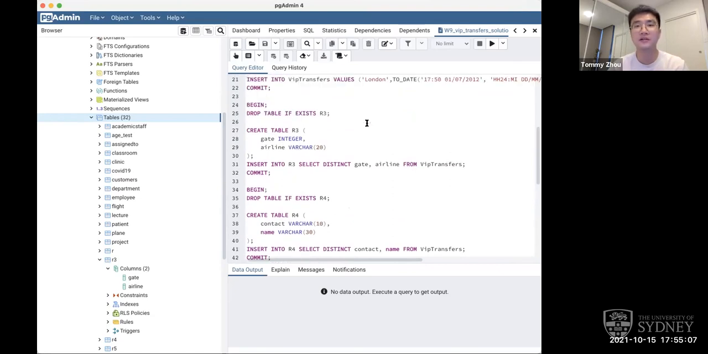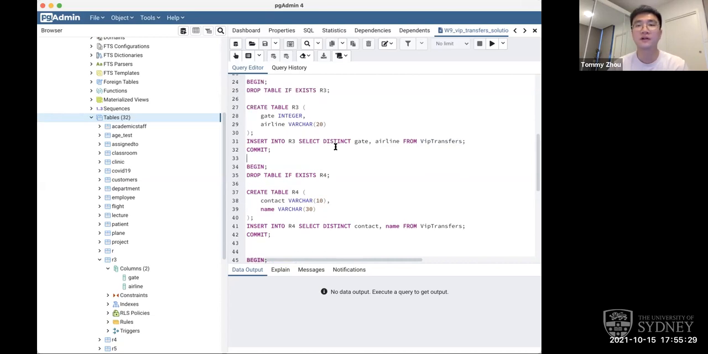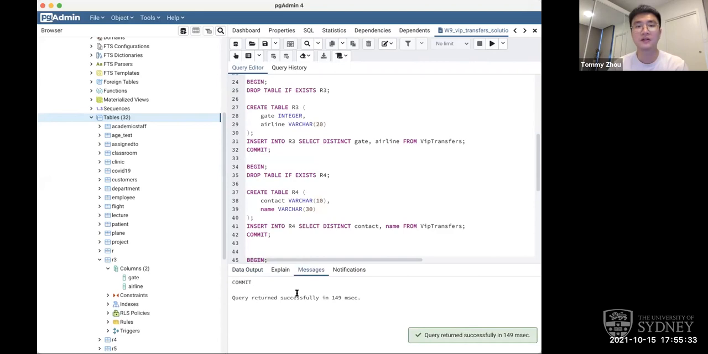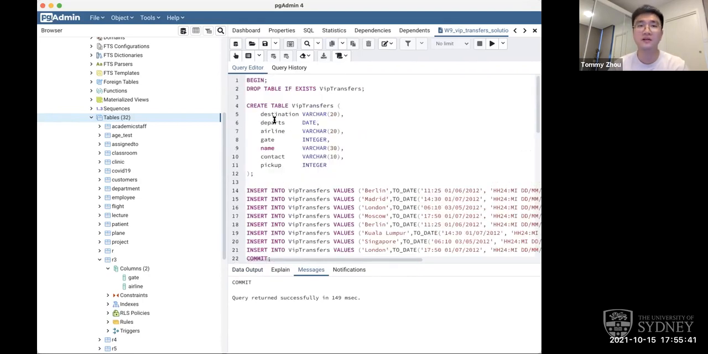The way we go about doing that is to use the syntax like insert into R3, select distinct gate and airline, because we have gate and airline for R3 from VIP transfer. This is the original table. All right. So this way we can minimize the risk of neglecting any of those tuples from the original table. And then you're gonna execute it, commit successfully, so that we now have VIP transfers and also R3, 4, 5, 6 already in our database.